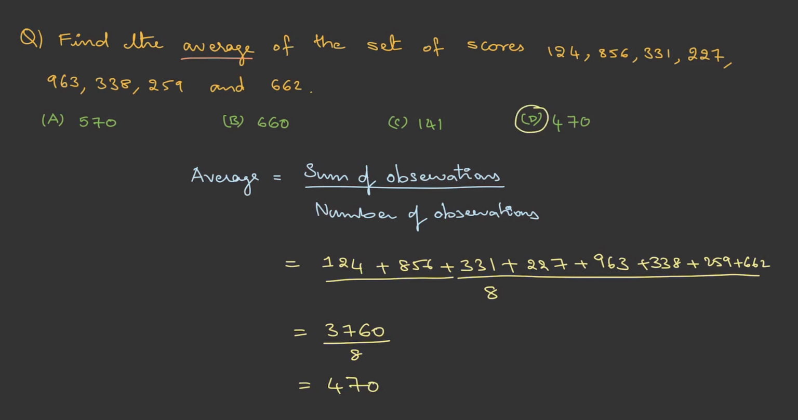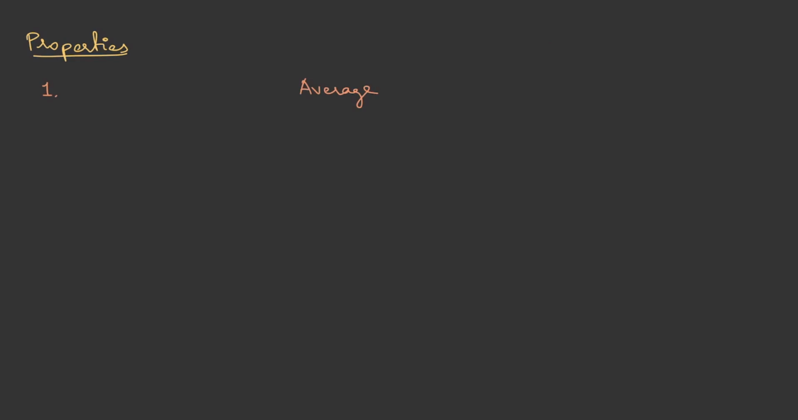Okay, I hope you are able to understand this concept. Now let us understand a few properties of the averages. The first one is average is always greater than the smallest observation and it is less than the largest observation.